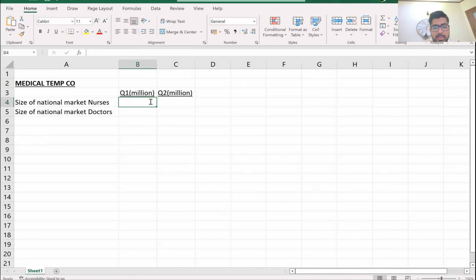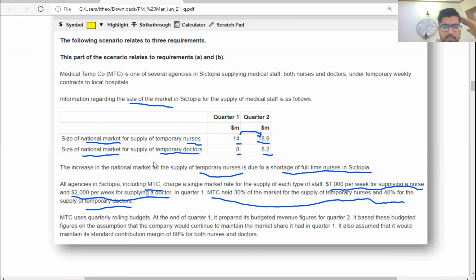So it was 14 million and 18.9 million, and it was 8 million and 8.2 million. Okay, just the copying of data, nothing else. This is the size of national market. Okay, the increase in national market for supply of temporary nurses due to shortage of full-time nurses.